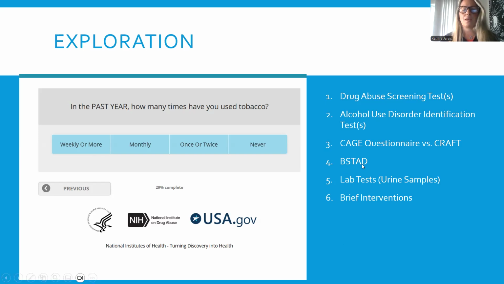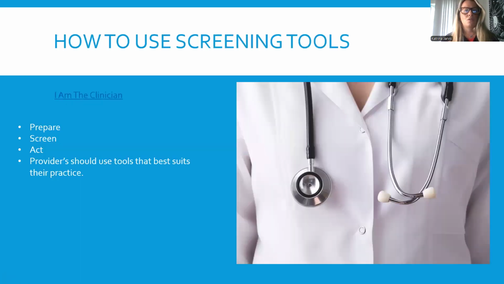Like the BSTAD is a teen screening for basic drug abuse like alcohol, marijuana, and tobacco. And then there's lab tests like urine samples and brief interventions. They're all a sort of series of questionnaires minus lab tests, but they all come out the same with different substances depending on the individual.